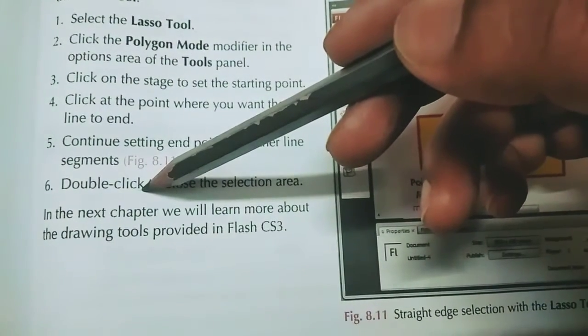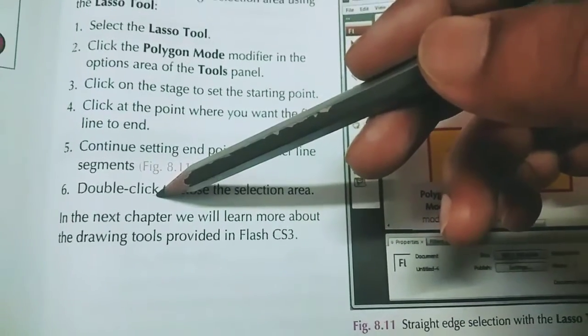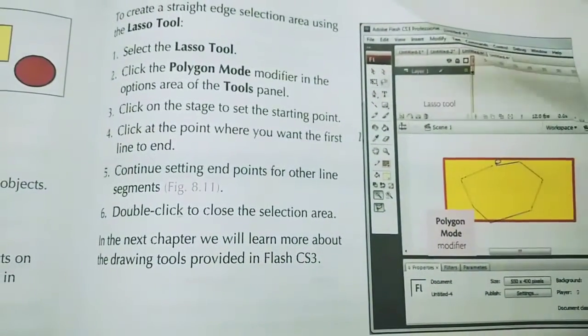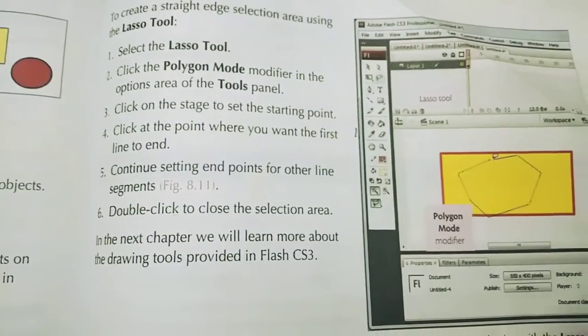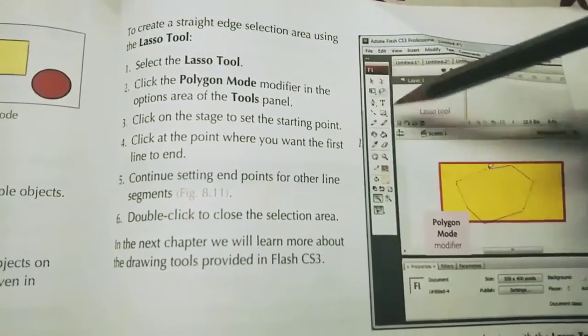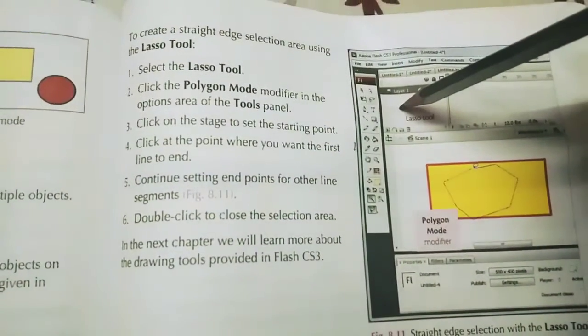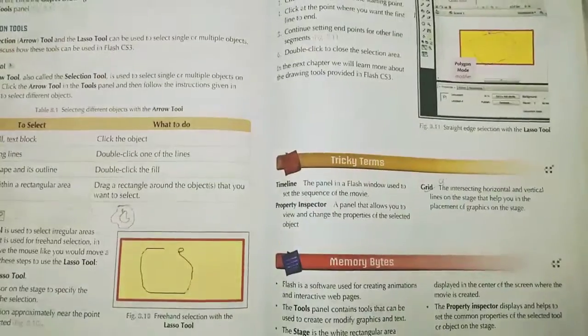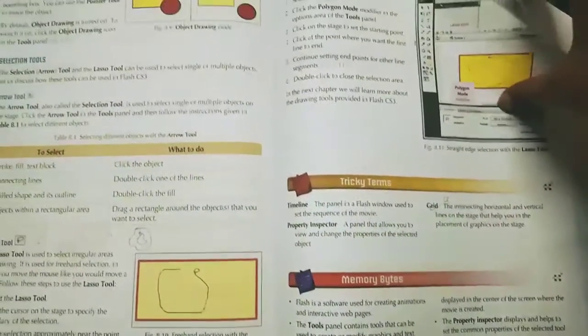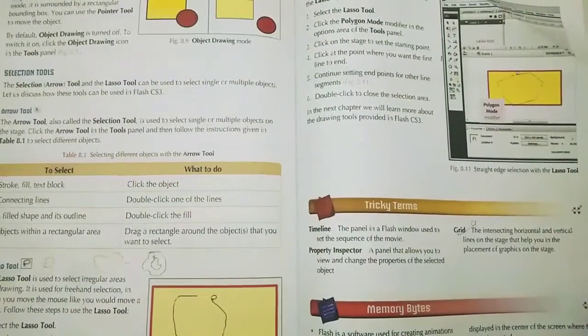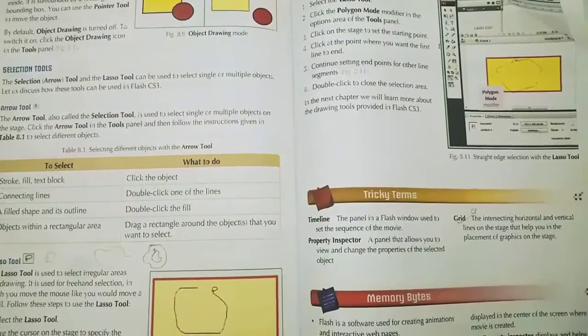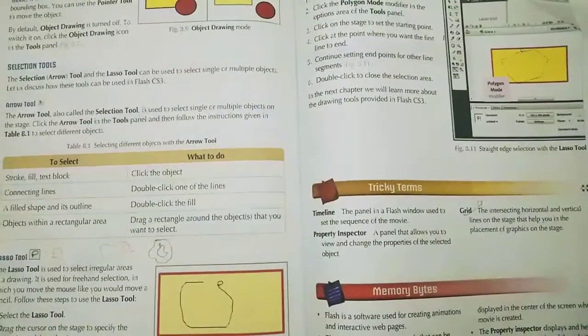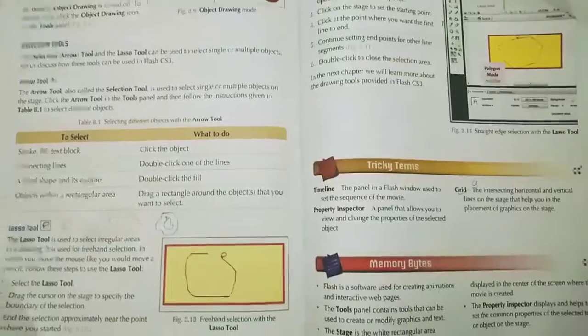In the next chapter, we will learn more about the drawing tools provided in Flash CS3, and how to draw using the tools. For now, understand only how to select with the lasso tool. Understood? In this way our selection tool topic is complete, and our chapter Introduction to Flash CS3 is also complete. Study properly line by line all the topics, all the tools, object drawing mode or merge drawing mode, everything. If you have doubts then ask me. Thank you.